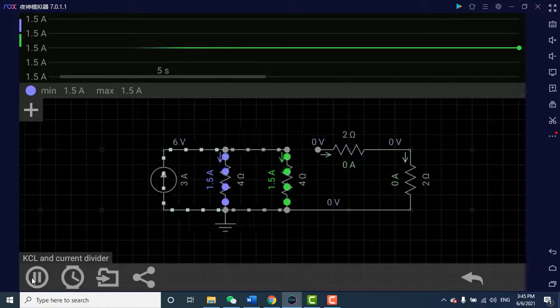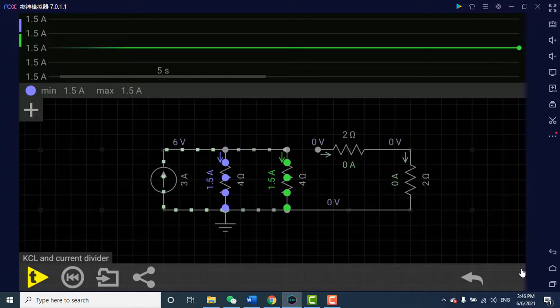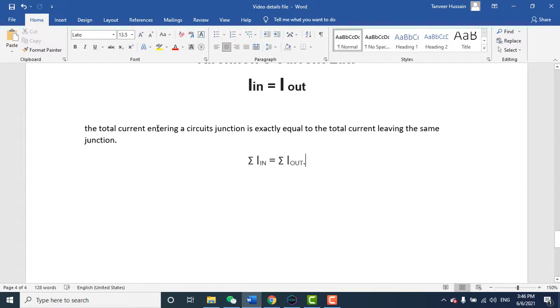Welcome. In this video, we will talk about Kirchhoff's current law. KCL is one of the fundamental laws used for circuit analysis. Here you can see the total current.